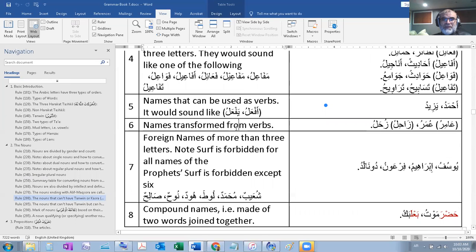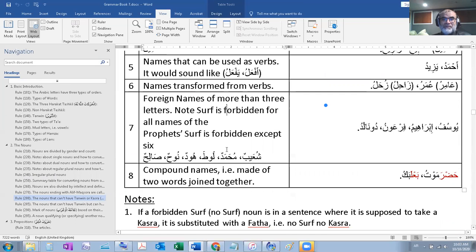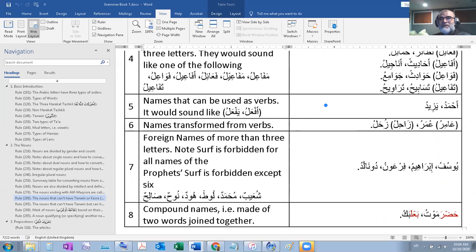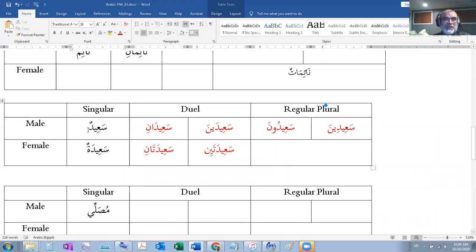Is it a noun derived from a verb? No. Is it a name transformed from a verb? No. Okay. Is it a foreign name? No. Like David, Donald, Pharaoh. Is it a compound name like Hadramaut, Ba'labak? No. Therefore, sarf is allowed. Sarf is allowed means I can have tanween and I can have kasra. Okay. However, we choose the default case here, which is dhamma.